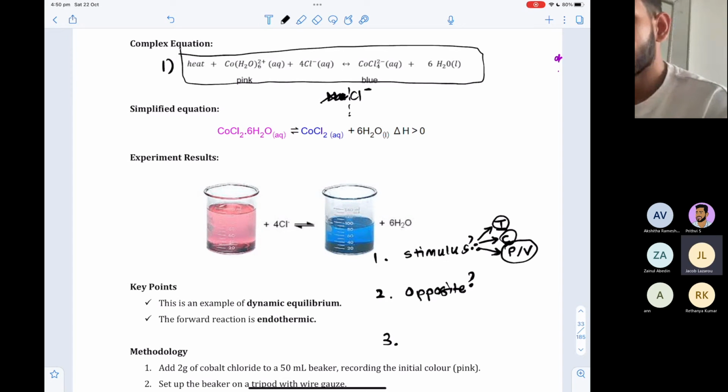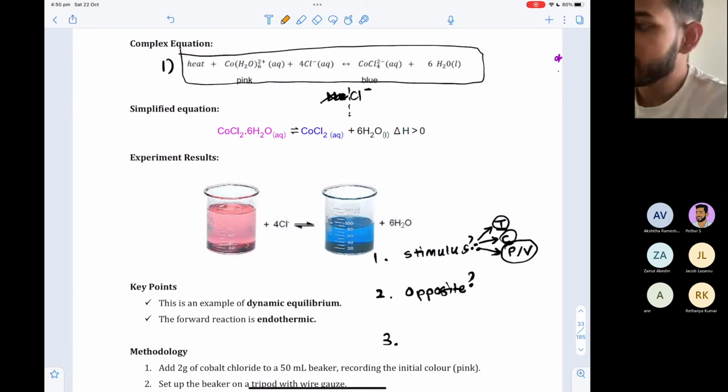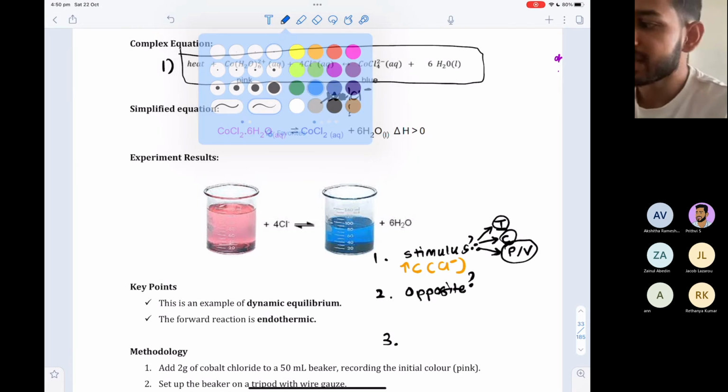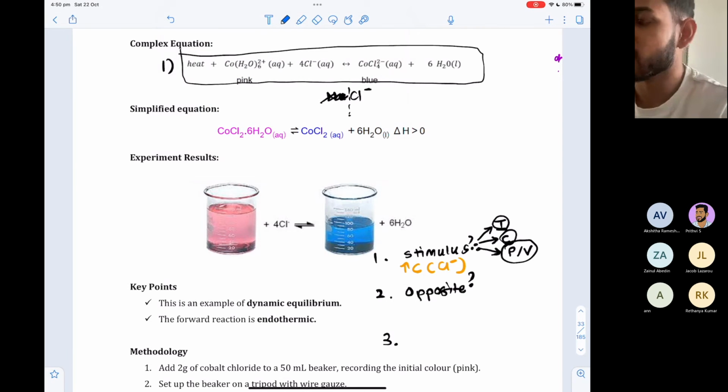Good. So what's going to happen to the concentration of chloride, Jacob, when we add it? The concentration would increase. Very good, right? So Jacob's correctly identified the stimulus is an increase in the concentration of Cl minus. Now, Zainul, very simple question. What is the exact opposite of that stimulus?